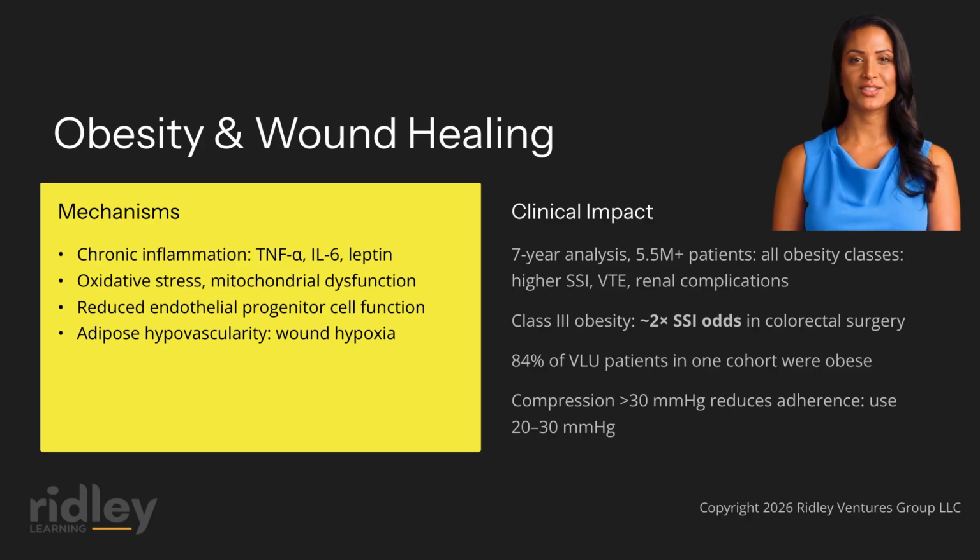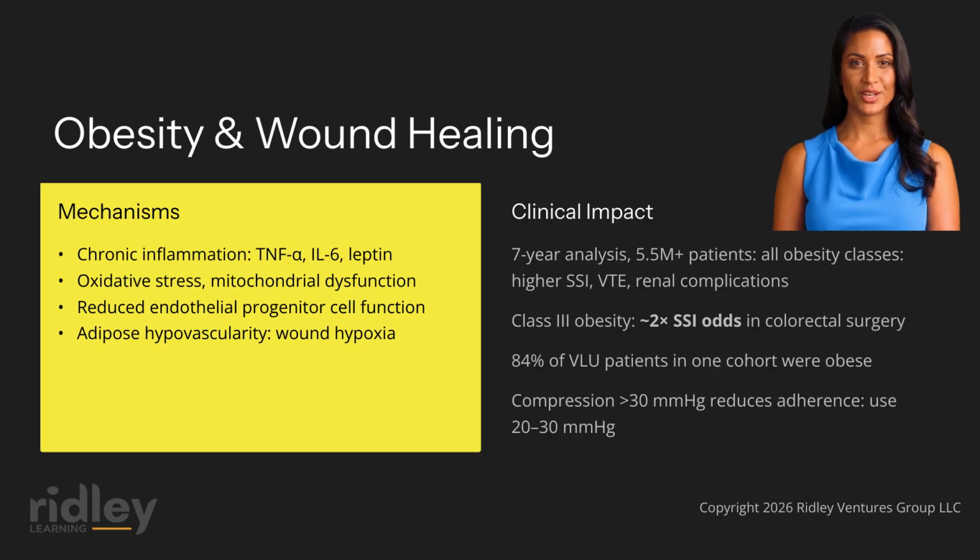A 7-year analysis of over 5.5 million patients across 9 surgical specialties confirmed that compared with normal weight patients, overweight and obese patients in classes 1, 2, and 3, all had higher adjusted odds of developing infection, venous thromboembolism, and renal complications. In colorectal surgery, the incremental risk is particularly pronounced, with Class 3 obesity, defined as a BMI of 40 or higher, associated with an adjusted odds ratio of 2.1 for surgical site infection.